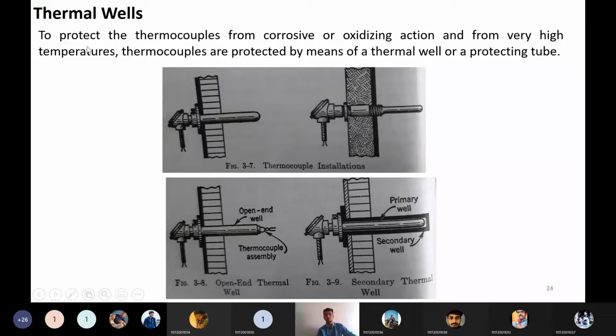So the thermal wells are used to protect the thermocouples from corrosive or oxidizing action and from very high temperatures. So thermocouples are protected by means of a thermal well or a protecting tube. This will act as a protecting means for the thermocouple installation. Is that clear?